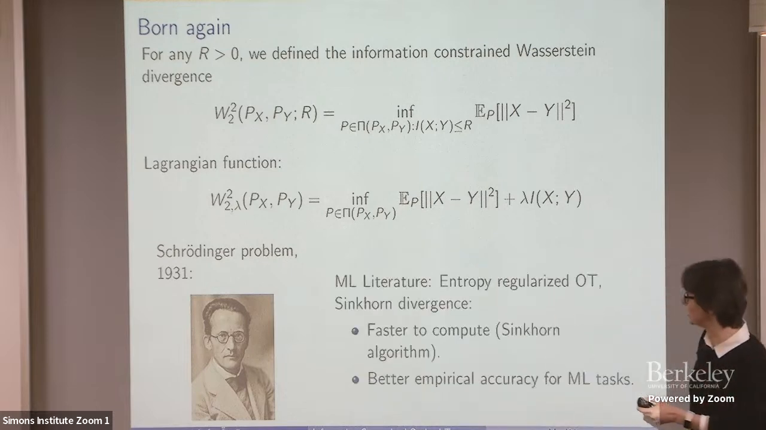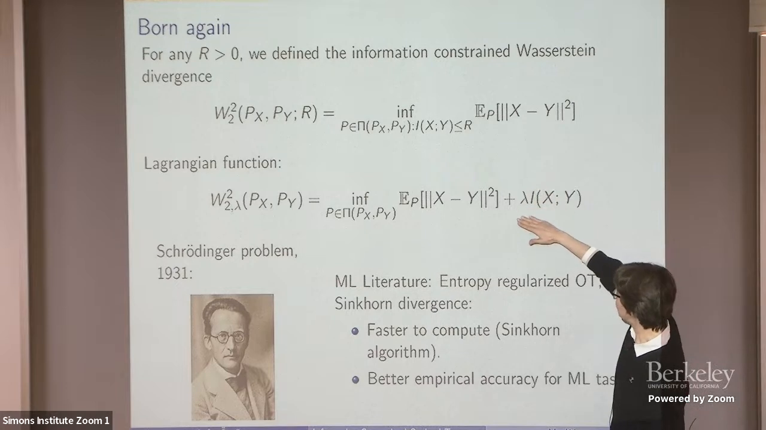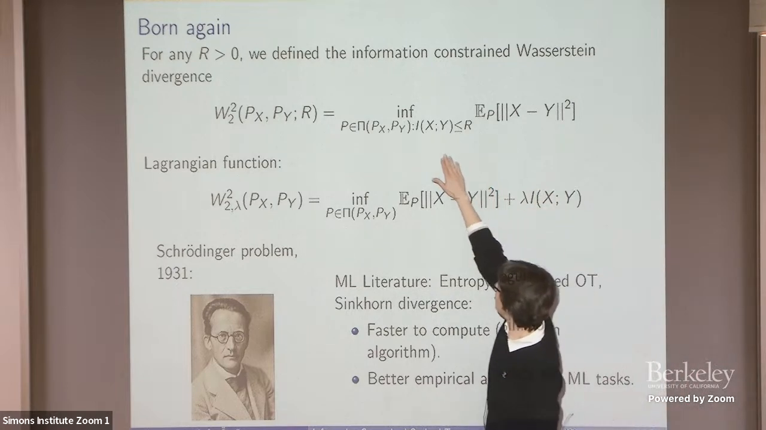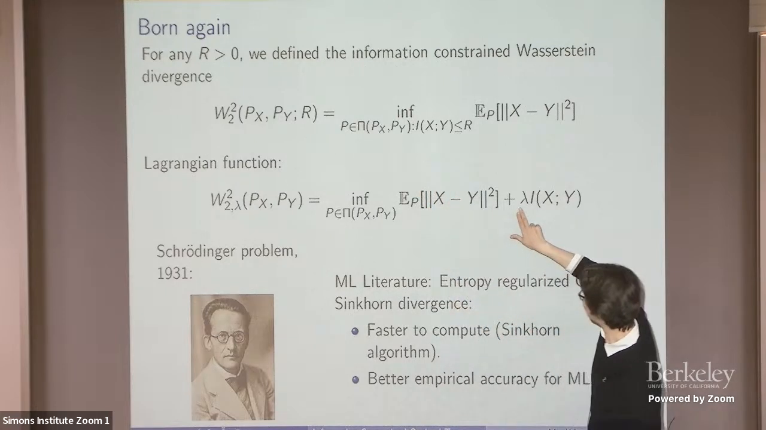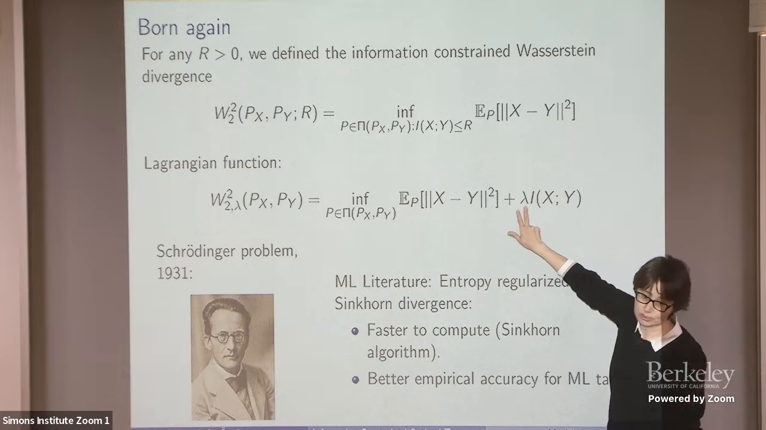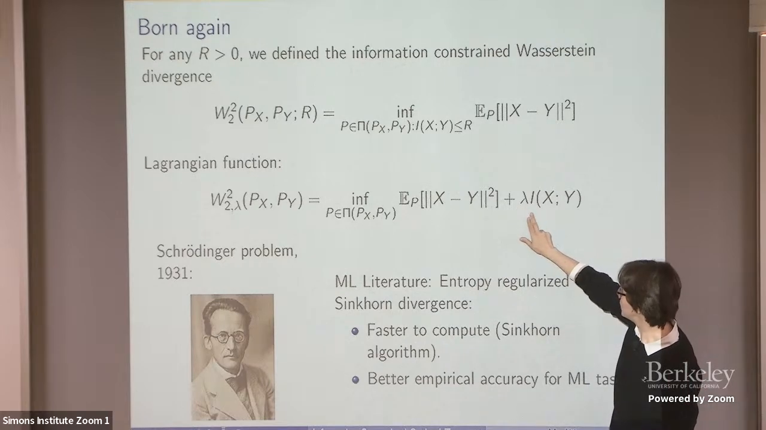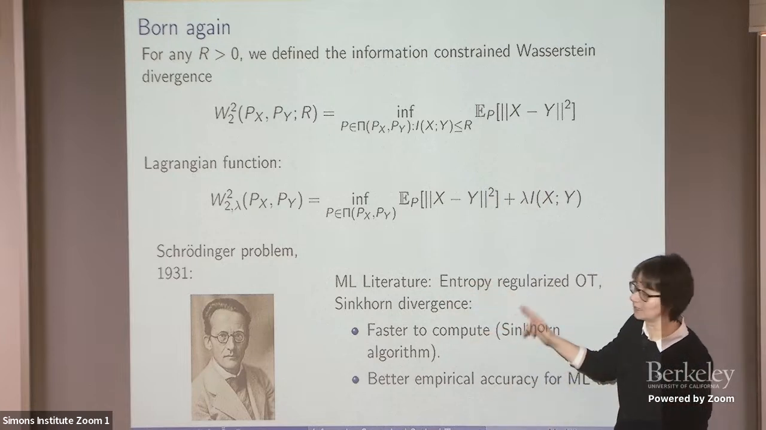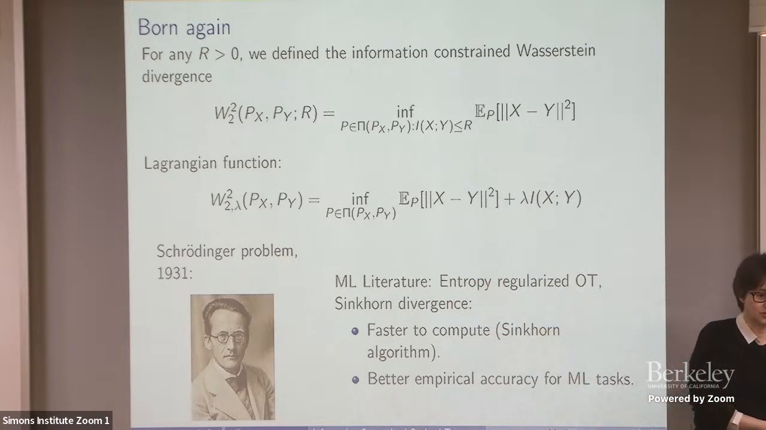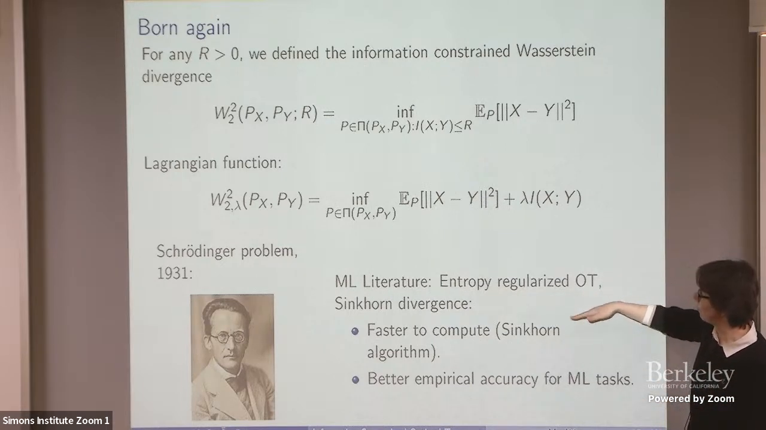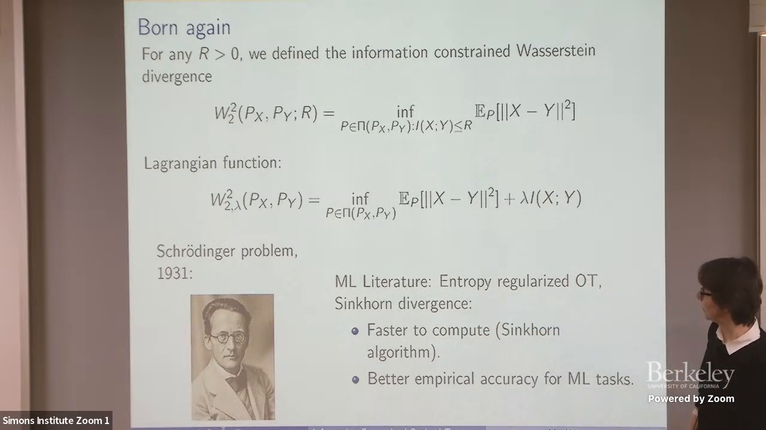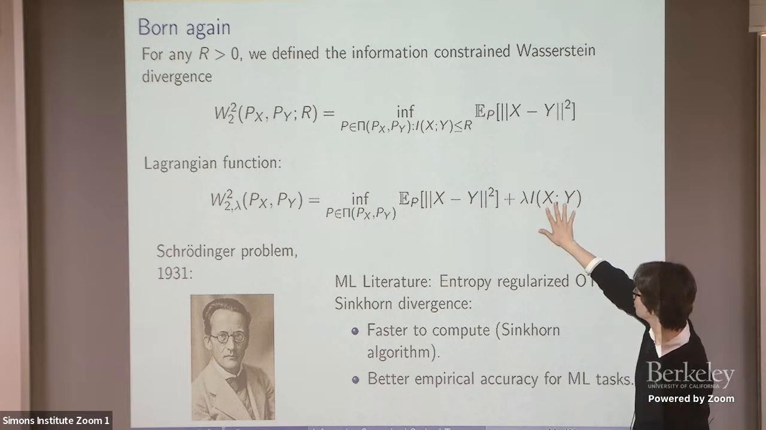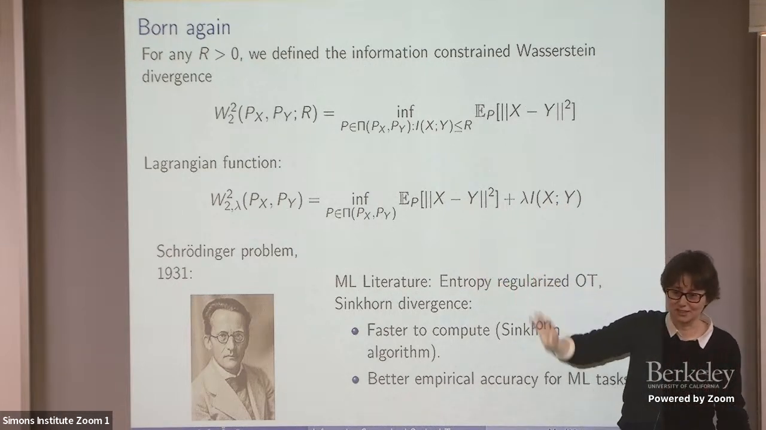And then we also realized that this quantity, actually in this Lagrangian form, right? So this is a constrained optimization problem here, and you can take this constraint and make it part of your objective here by introducing a Lagrange multiplier. And this version has been of significant interest in the recent machine learning literature. And it goes under the name entropy regularized optimal transport, entropic Wasserstein distance, Sinkhorn divergence, and so on. I guess I'll just call it information constraint Wasserstein divergence for consistency throughout this talk.